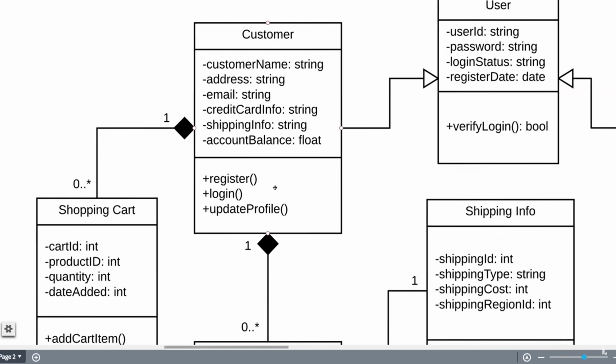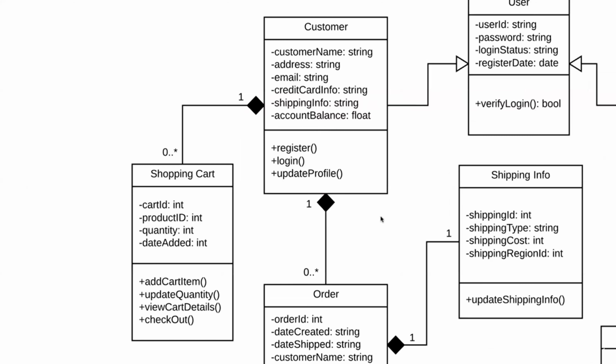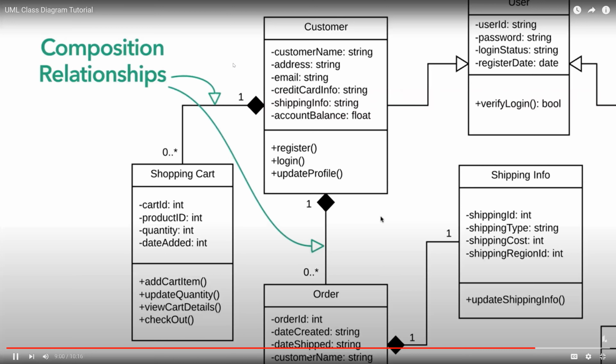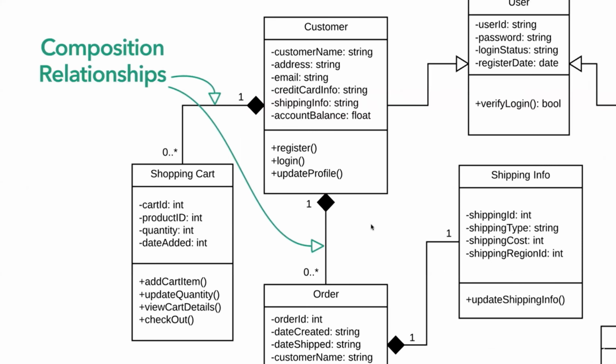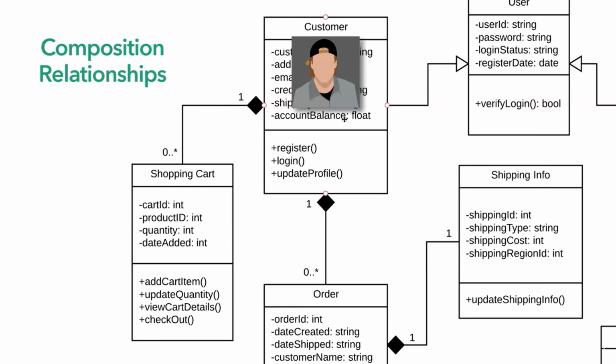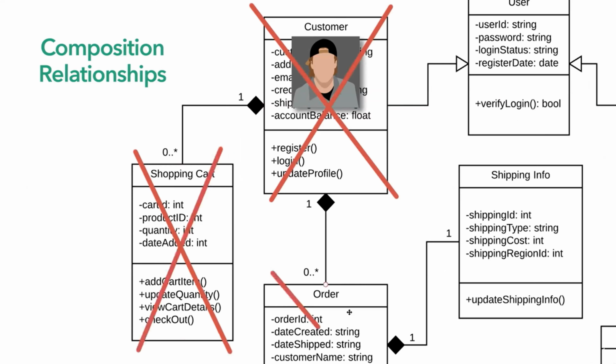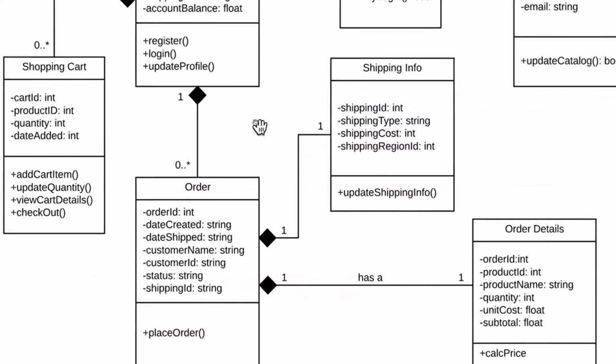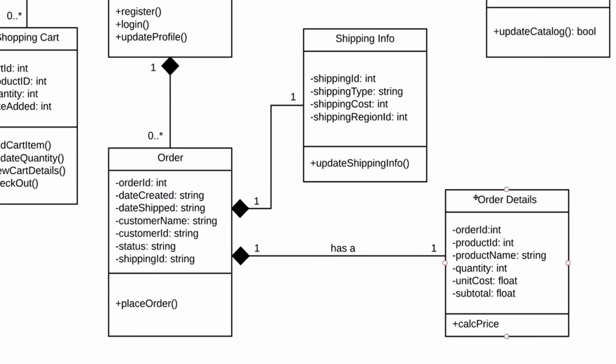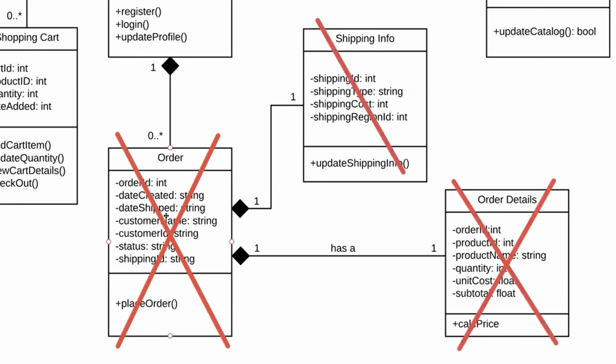Stemming from customer, there are several lines with the closed-in diamond. So if you recall, these are composition relationships, which means that the parts cannot exist without the whole. If that customer's account was destroyed, his shopping cart would be destroyed and his orders would be lost. They can't exist outside of the customer. The same applies for shipping info and order details. If there's no order, there's not going to be any order details or shipping info.